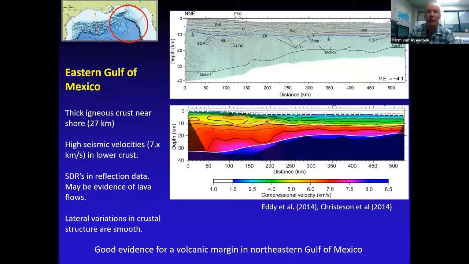This is very different from the crustal structure that we have in the northeastern Gulf of Mexico, where the seismic velocities are very smooth. We have very thick igneous crust near, for example, the Alabama coastline. That's on the order of 27 kilometers thick. Seismic velocities are uniformly high, more than 7, maybe even 7.5 kilometers per second. In the shallow structure, we see seaward dipping reflections, which we think are lava flows. So this is a classic example of a volcanic rifted margin.